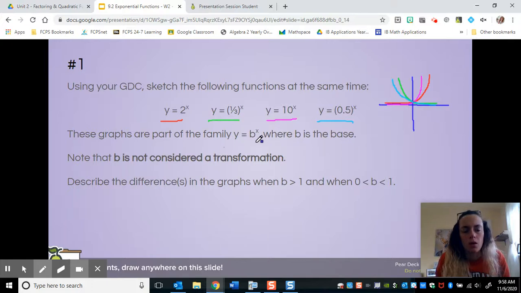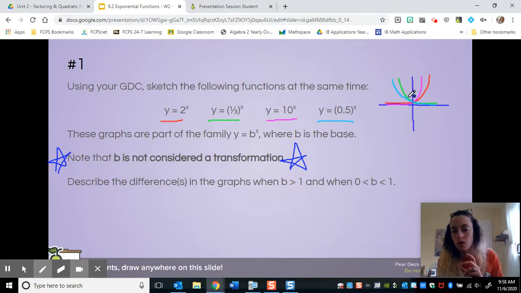So they're saying that all of these are part of this family, b to the x, where we already know b is our base. But note that b is not considered a transformation. Yes, it does change some of the shapes of the graphs or whether it's a growth or a decay, but it's not an actual transformation. So just be aware of that.